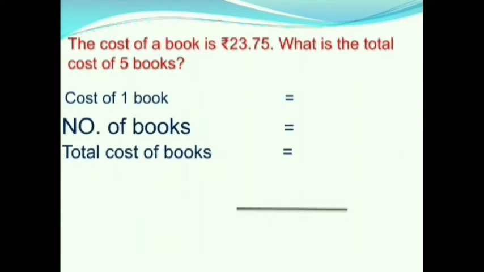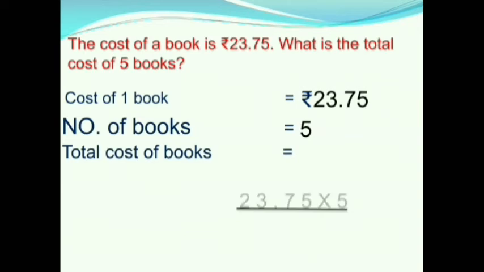We should solve another word problem. The cost of a book is 23 rupees 75 paise. What is the total cost of 5 books? First we should write cost of 1 book. What is the cost of 1 book? Yes, 23 rupees 75 paise. Next we should write number of books. How many books are there? Yes, 5 books. Next we should find out total cost of 5 books.